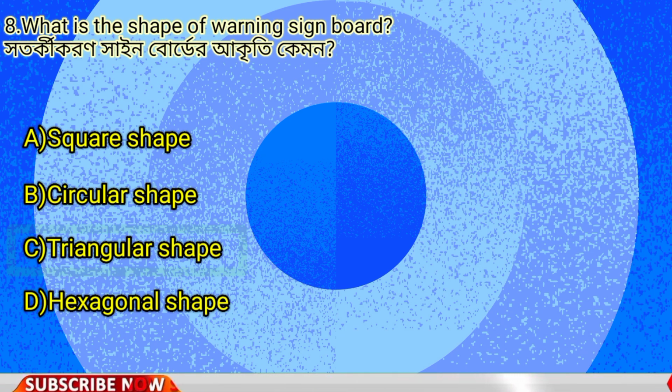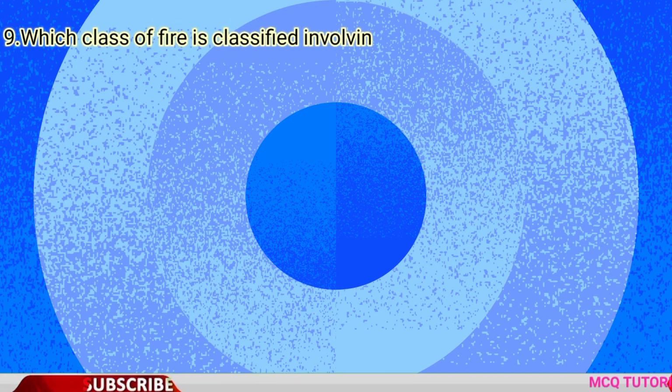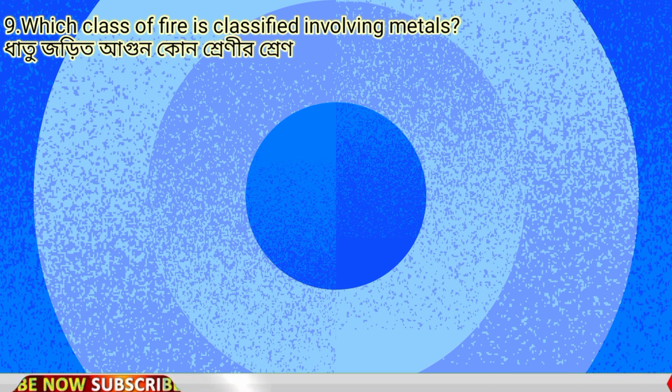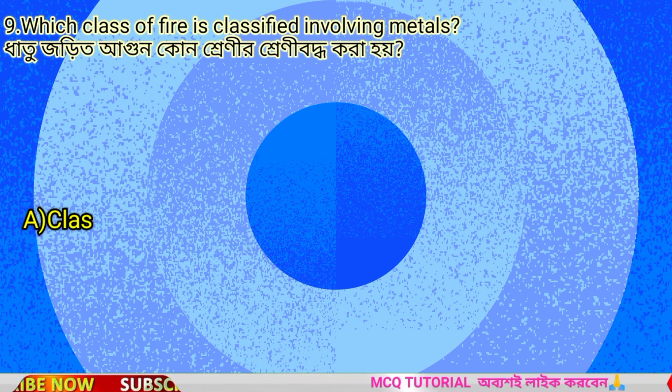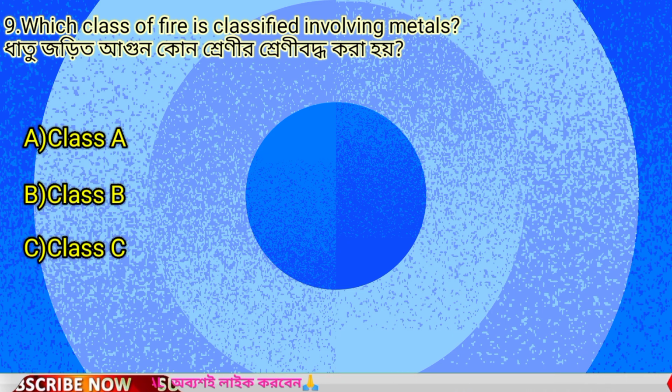The answer will be option C, triangular shape. Which class of fire is classified involving metal? Option A, Class A. Option B, Class B. Option C, Class C. Option D, Class D.